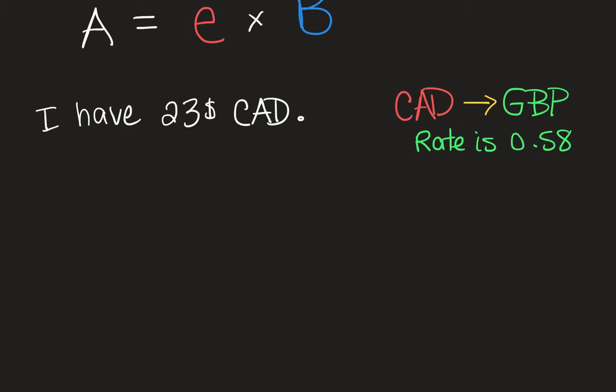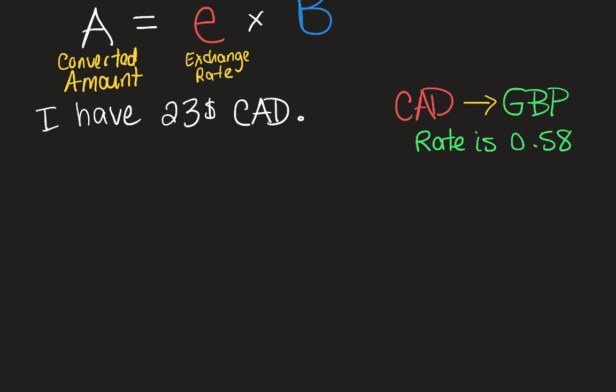Okay, so the A is going to be our outcome. It stands for the amount we're going to get at the end. Okay, so that's our converted amount. This is our outcome after we do our calculation. Okay, so the E stands for the exchange rate, which is a decimal number.